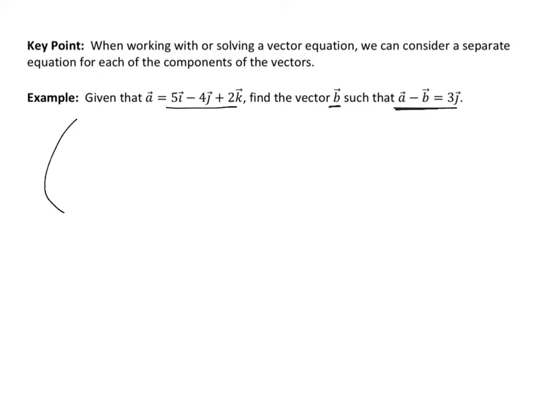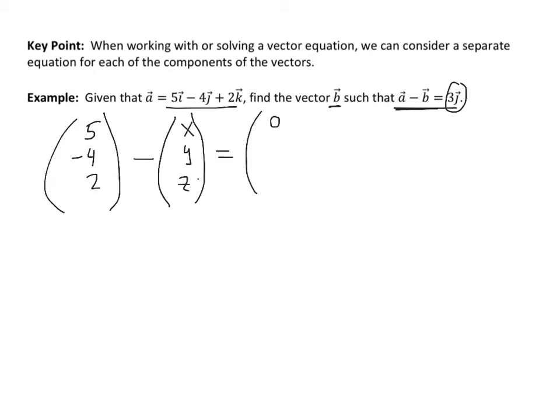So vector A is 5, negative 4, 2. Remember I mentioned you guys I really like column vectors, so I'm just going to go straight to this. So this minus, now the B vector. I'm just going to give the b vector a name. Let's just call these components x, y, and z, just so that we can see more plainly what this is. So they're saying that this should be equal to 3j. Now, how do I write 3j in column vector form? Hopefully you guys recognize this just means 0, 3, 0.